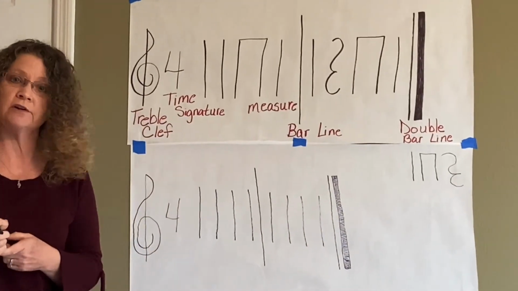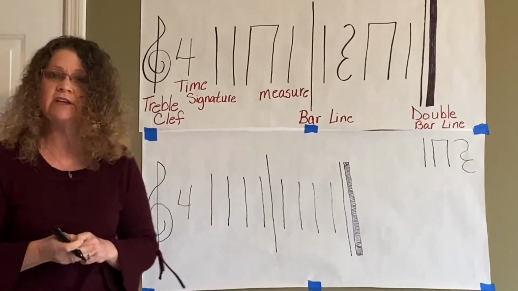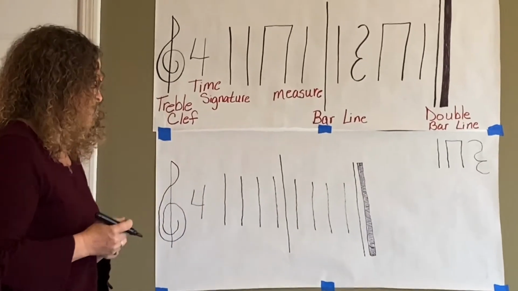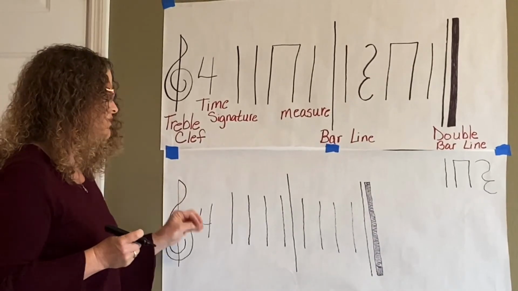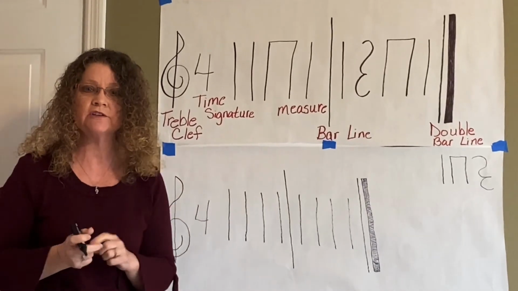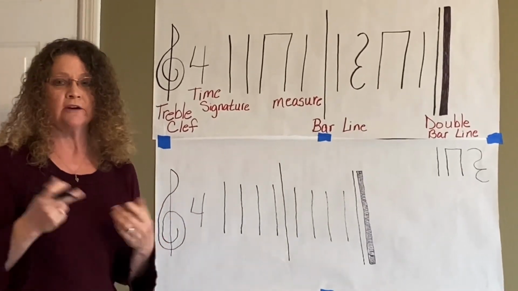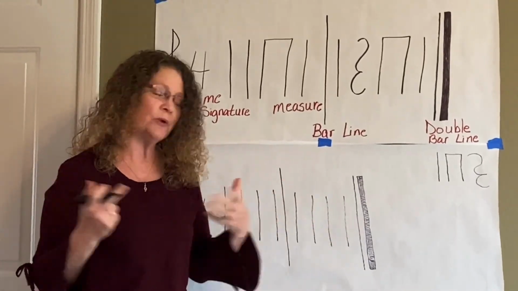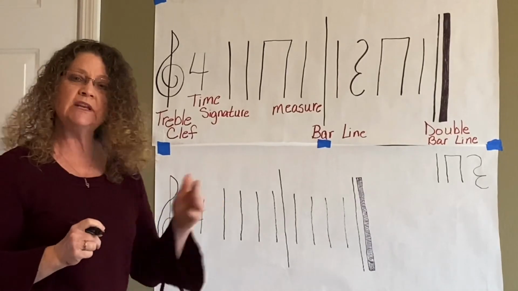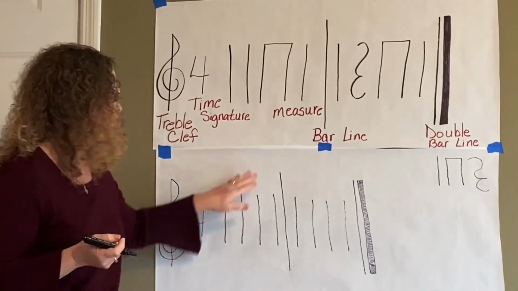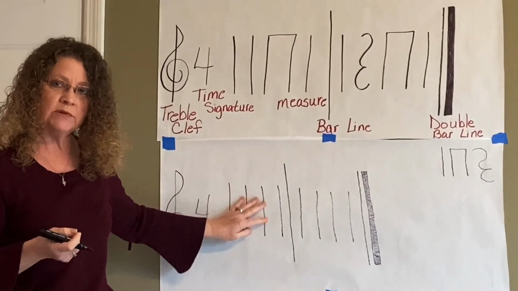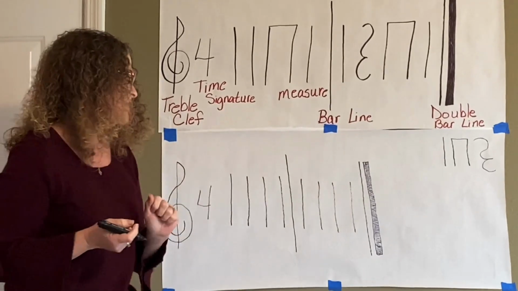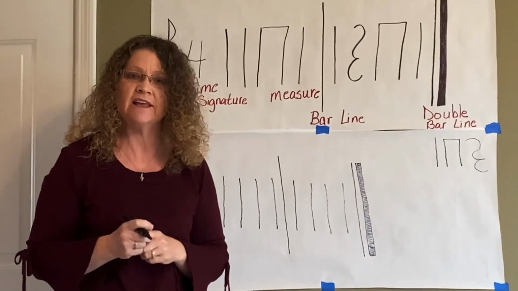All right, boys and girls, so you have your complete piece of music with measures, bar lines, time signatures, and the treble clef. Now you all know you don't have to stop at just 2 measures. So go ahead and add as many measures as you like, as long as you're putting that bar line in between each measure. So go make some music today and have some fun.